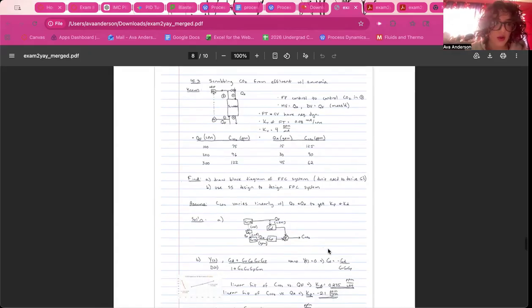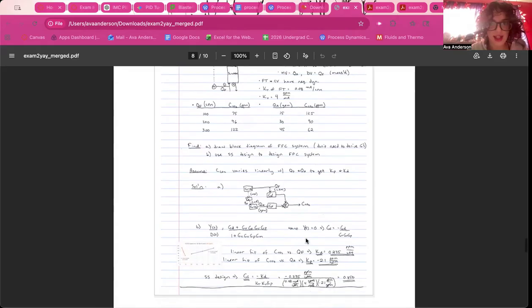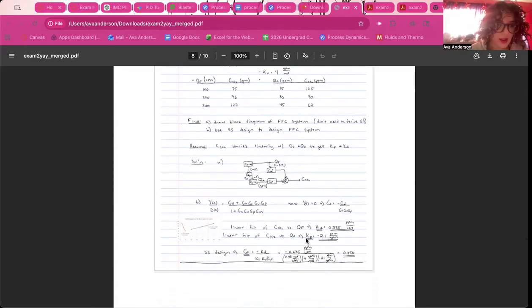This is a feed forward problem. It's measuring the disturbance and acting before it affects the output. We're modeling relationships between KD and KP. KD is the effect of QF, and KP is the effect of QA. And the goal is for CCO2 to go to 0. You don't want it to change.